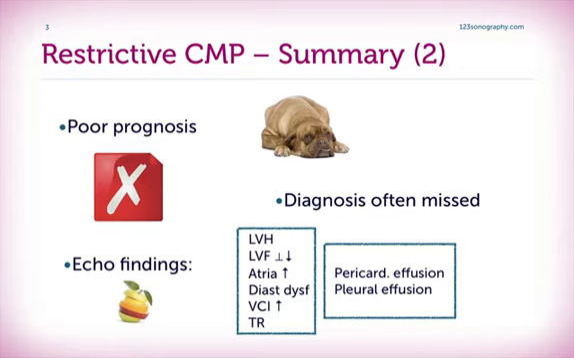Unfortunately, the diagnosis is often missed, and the typical echo findings include left ventricular hypertrophy, normal or only mildly or subclinically reduced systolic function, biatrial enlargement, various degrees of diastolic dysfunction, dilated vena cava inferior, and tricuspid regurgitation. Additional findings include pericardial effusion and pleural effusion.